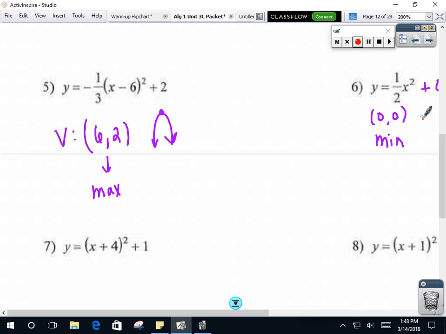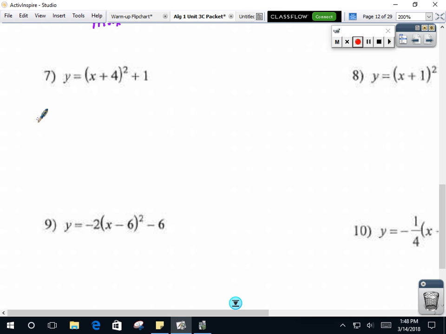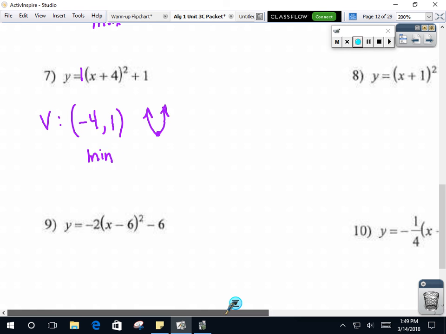All right, number 7. What's the vertex? 1. Will this open up or down? Up, because there's an understood 1 in the a place, and that'd be a positive 1, which means your vertex is down here, which is the minimum value of the parabola. The maximum does not exist because it goes up forever.